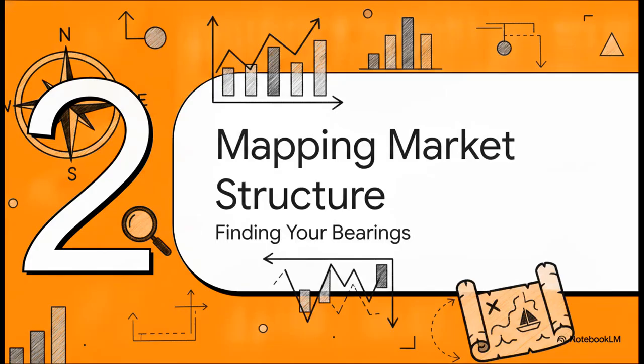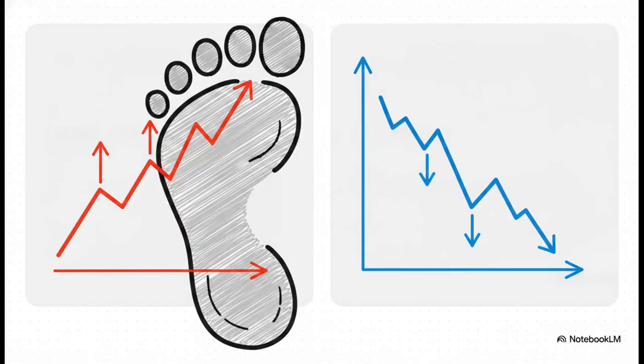Section 2. Mapping the market structure. Finding your bearings. When you open your 15-minute chart, your very first job, your absolute priority, is to establish the market structure. Doing this simplifies your decision-making instantly. If the market is printing higher highs and higher lows, you really only have one job. Look for buy opportunities, nothing else. Conversely, if you're seeing lower highs and lower lows, you are strictly hunting for sell opportunities.